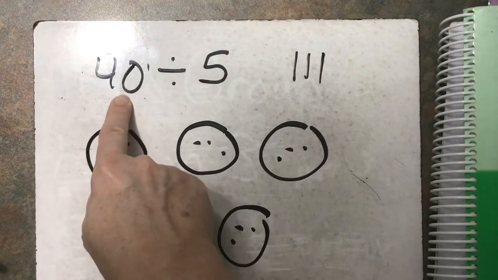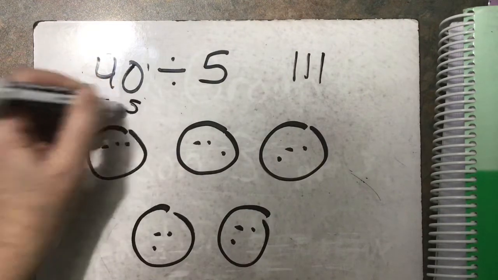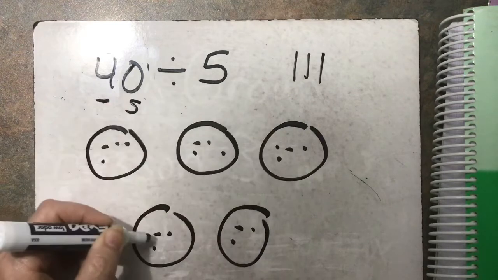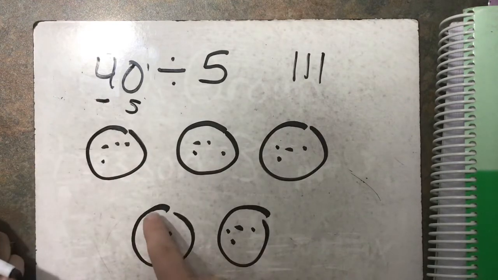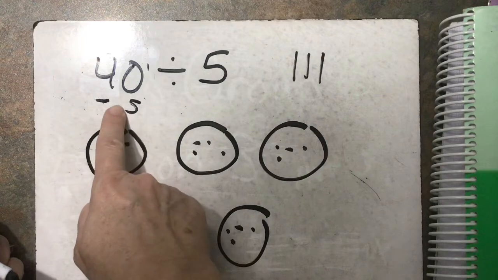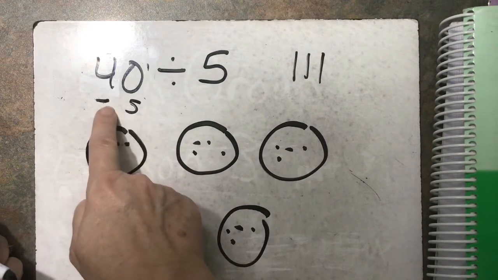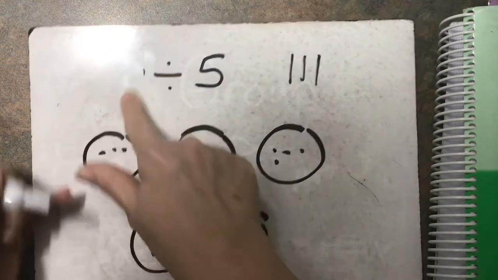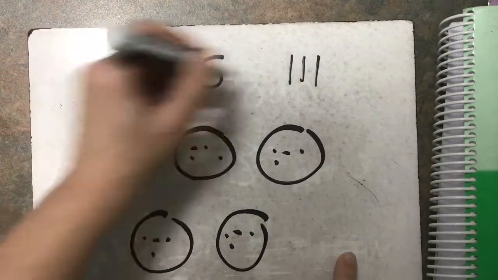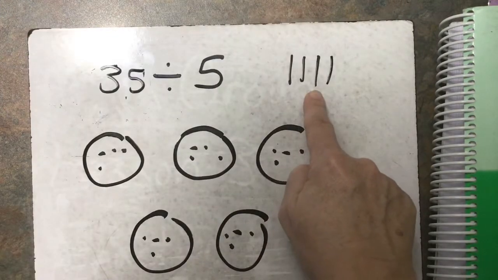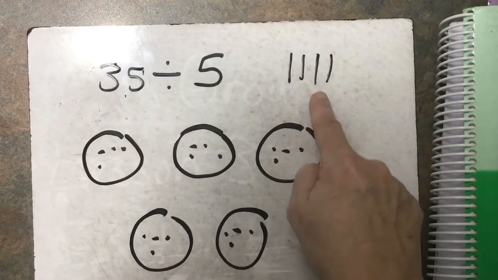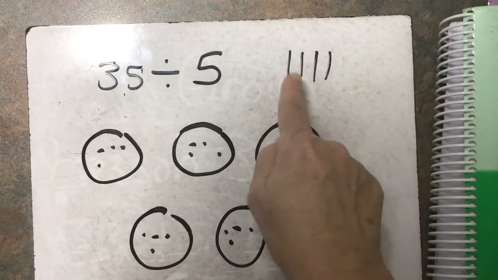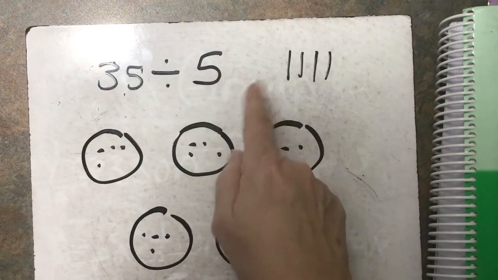Okay, so now I have 40. I'm going to take away 5 again, drop them into the baskets, and see how many do I have left. 40 minus 5, I'm now at 35. But each time you would have to keep track of how many times you're dividing, or how many times you're taking away 5.